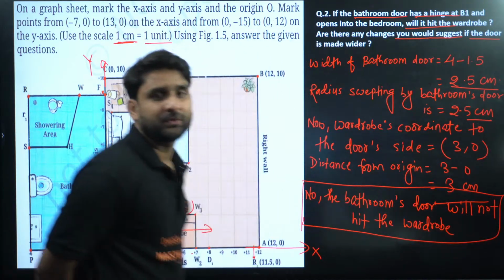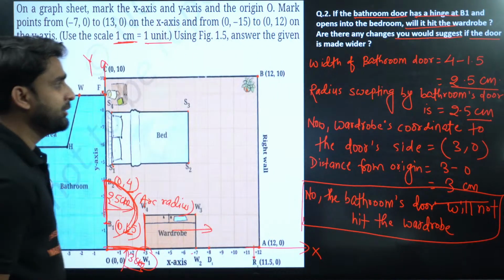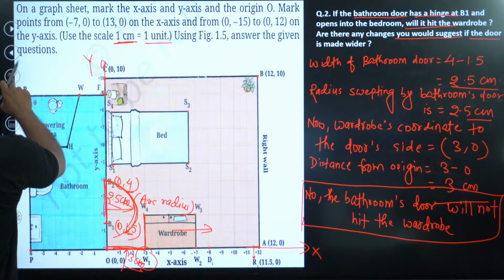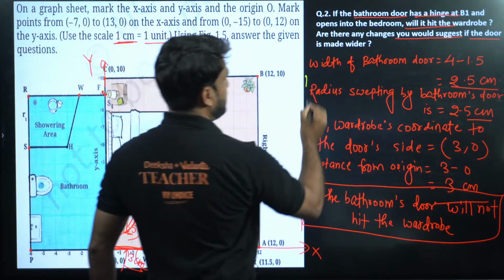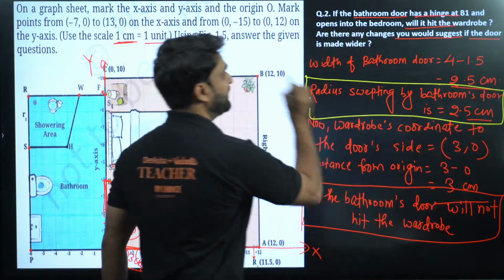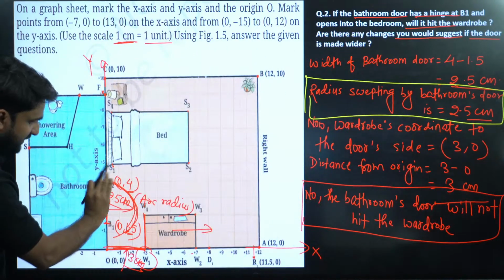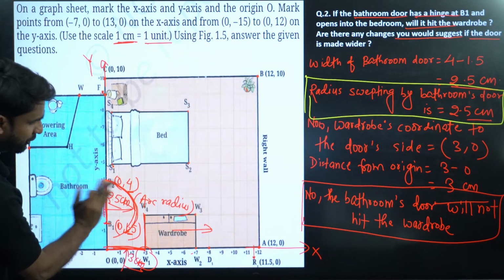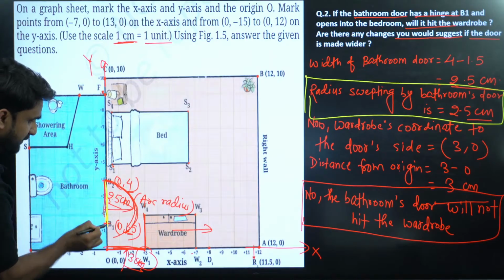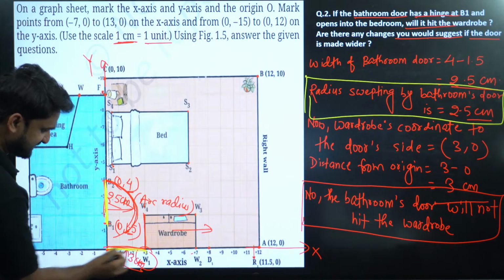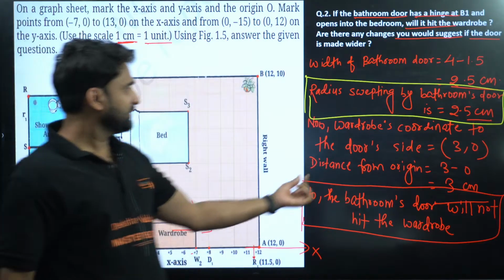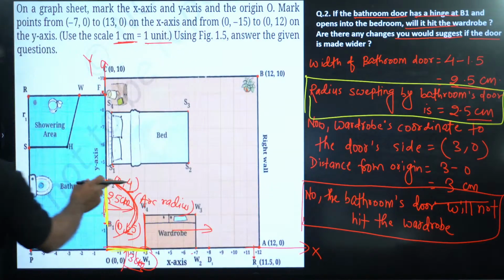Clear everyone? I hope this is clear to you. So let me underline here the importance. So this was the radius of the door. This was the radius of the arc which is swept by the opening and closing of the door of the bathroom, and this is the distance, 3 unit wardrobe distance from the y-axis. Moving to next.